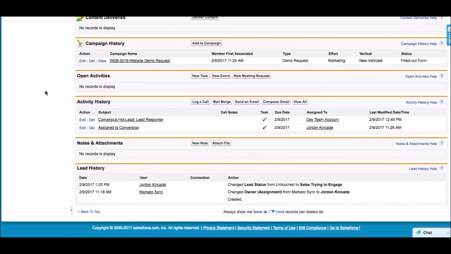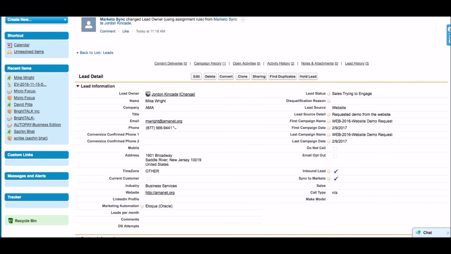And as we can see in the activity history, we do have that same hot lead response tagged back here in the activity history as well. So not only do you have that information in a Visualforce page on the lead or contact object, but you also have that in your history as well. Again, the ability to see that task actually engaged. So this concludes the portion of the technical dive of Conversica.